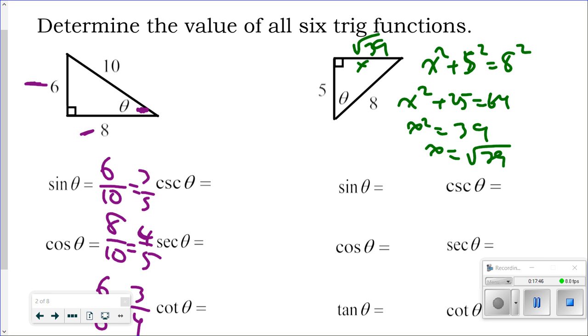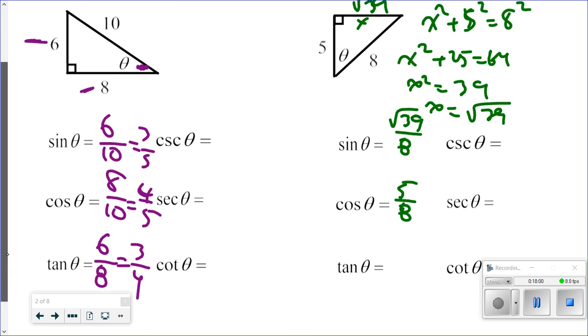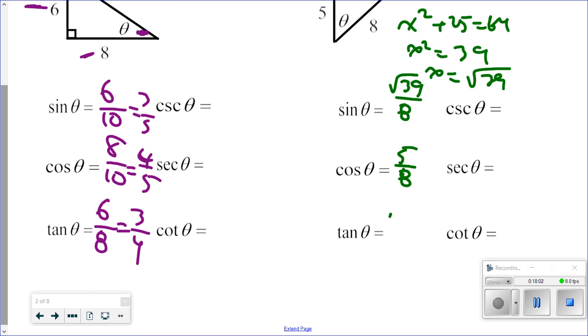5/8, root 39. So the sine would be the square root of 39 over 8. Cosine would be 5 over 8, and the tangent would be the square root of 39 over 5. By the way, the cosecant, secant, and cotangent, if you can find these three, those are easy.